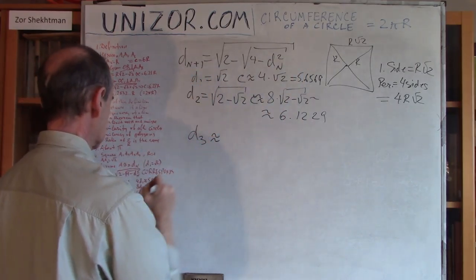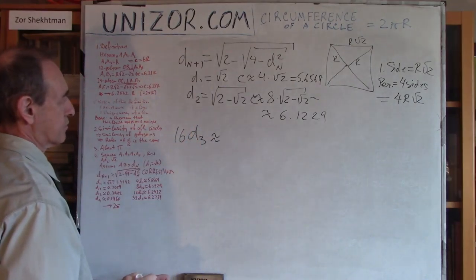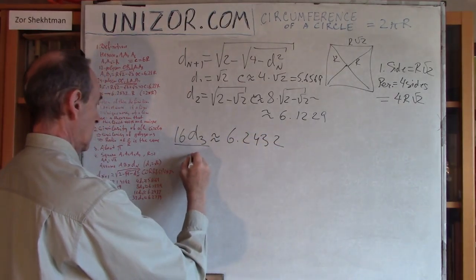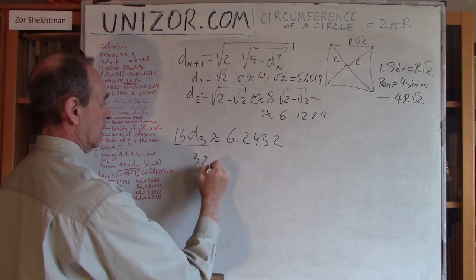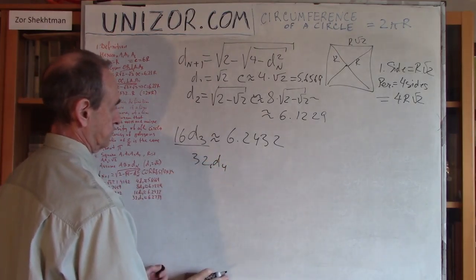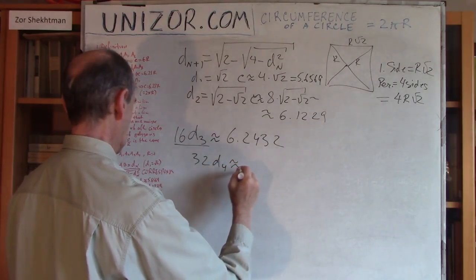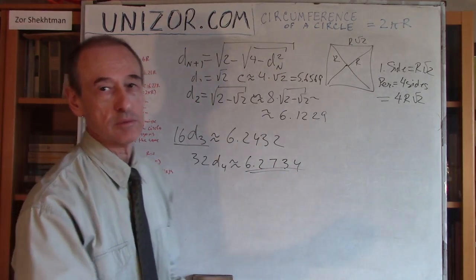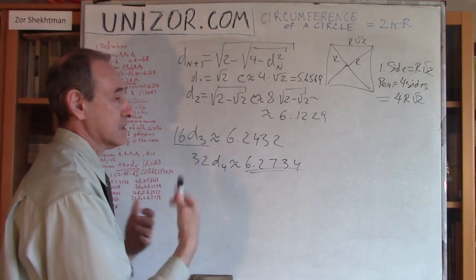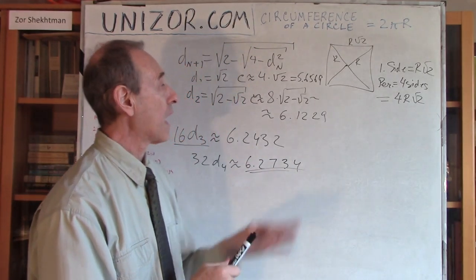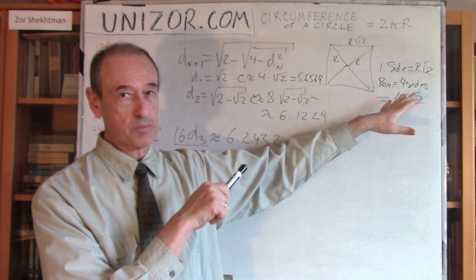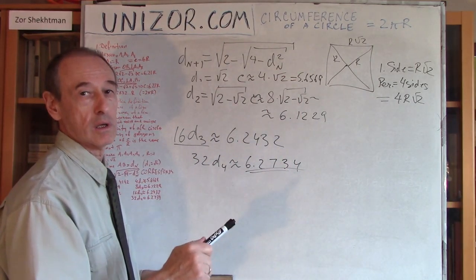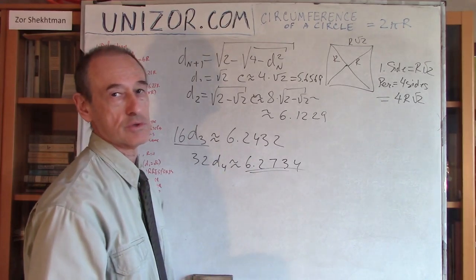Now D3, if I substitute D2 into this formula, I will get D3. And D3 is approximately, well, I put 16 times D3, which is the perimeter, 6.2432. Now, the 32-sided polygon, that's D4, approximately 6.2734. You see, we are approaching 6.28 and so on, and it's just an extra illustration that our process, while completely different from the hexagon-based polygon, since it's a square-based process, is also approaching, and the more sides you have, the closer you are to the result.